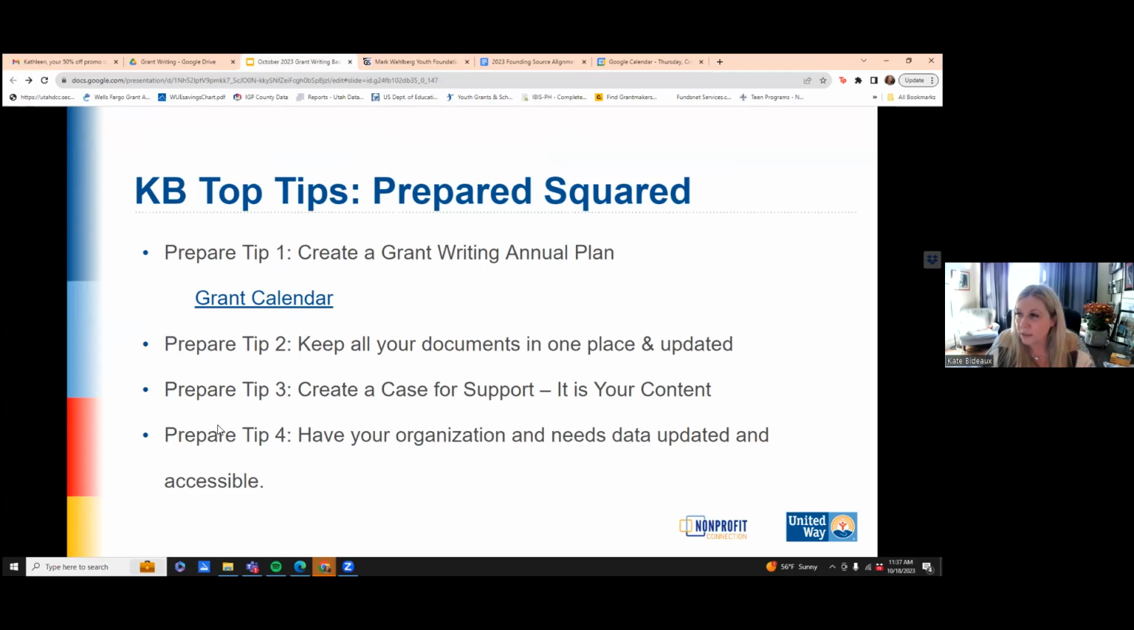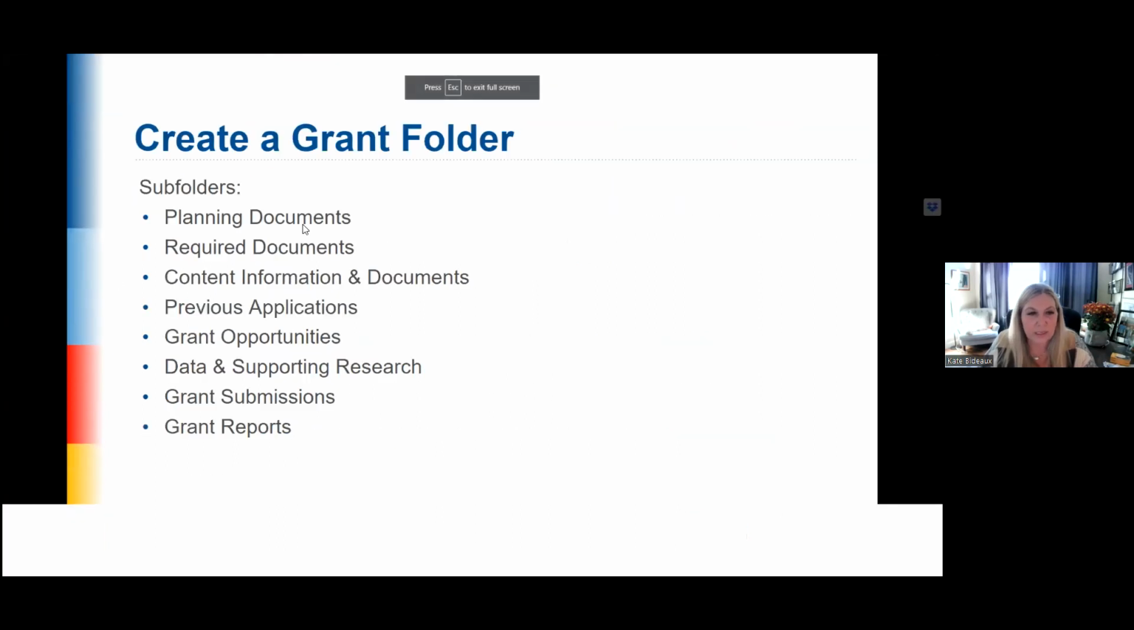Create a case for support. It's going to be your content. That could be a whole grant writing class itself. And have your organization and needs updated. So go to the next one.